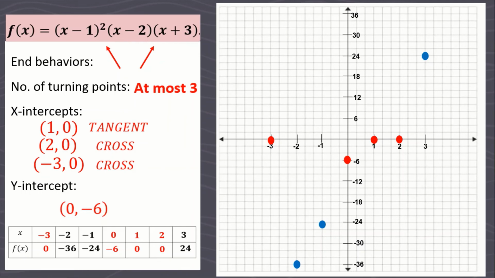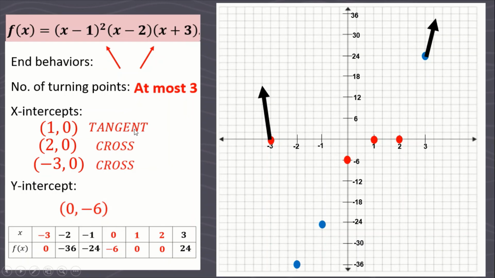So, after plotting the points, ang susunod natin gagawin ay ang end behaviors ng graph. So, kung babalikan natin ang result, ang end behaviors natin ay rising sa left at rising sa right. So, ibig sabihin, as x approaches negative infinity, the f of x approaches positive infinity. And as x approaches positive infinity, f of x approaches positive infinity. Next ay i-connect na natin yung mga points by considering the multiplicities.